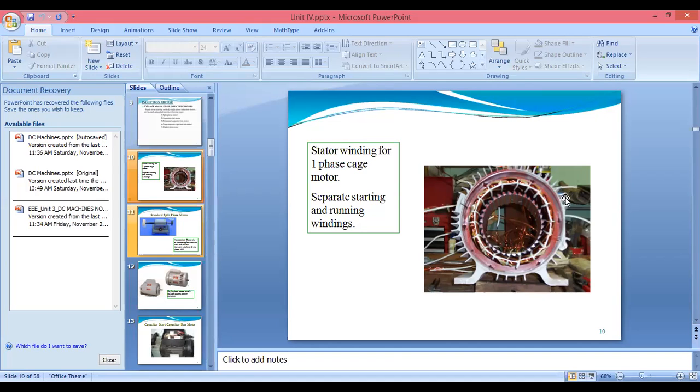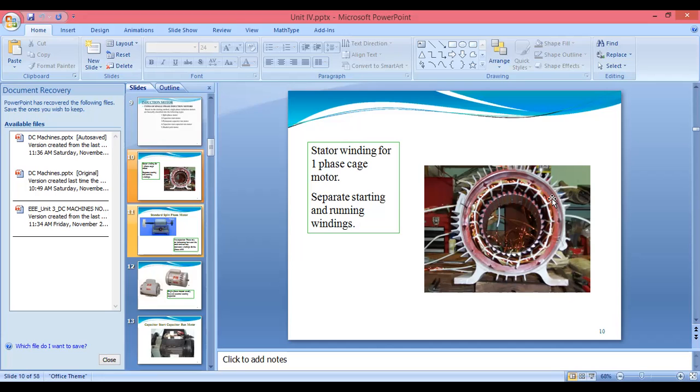So these three-phase windings are supplied by a three-phase supply, and if there is a single phase, we can give a single-phase supply. If we are giving single phase, we can give it directly. But if we are giving three phase, there are two types of connection to give the power supply: delta or star.